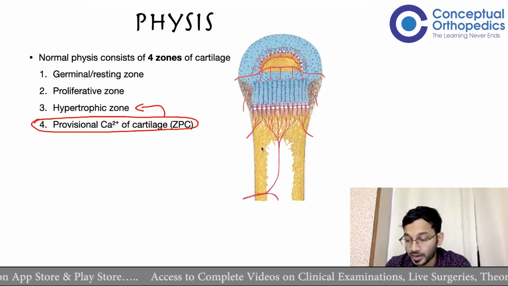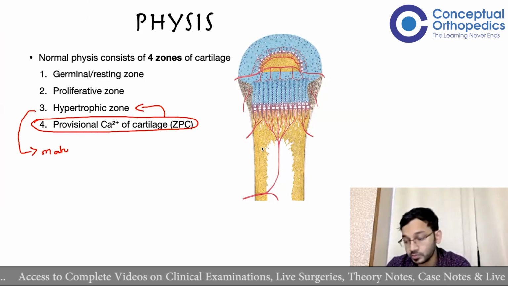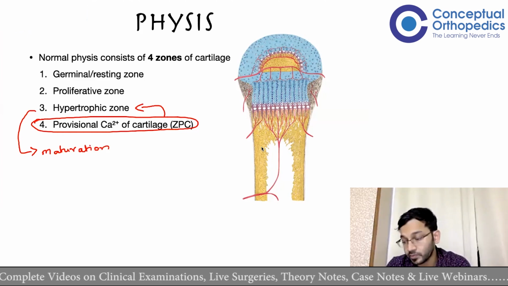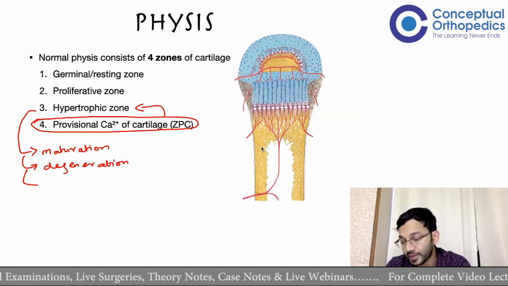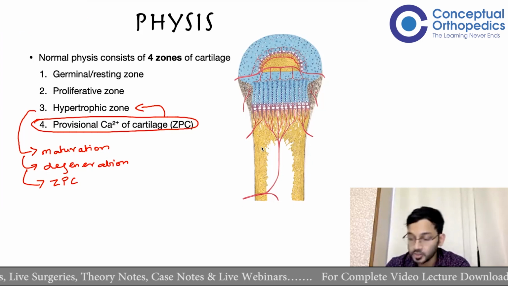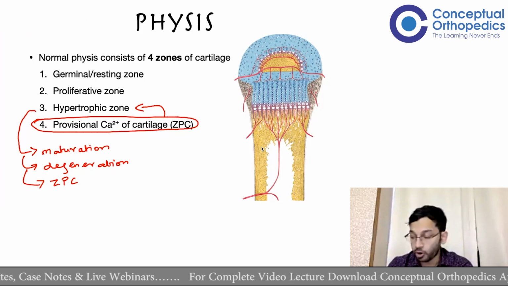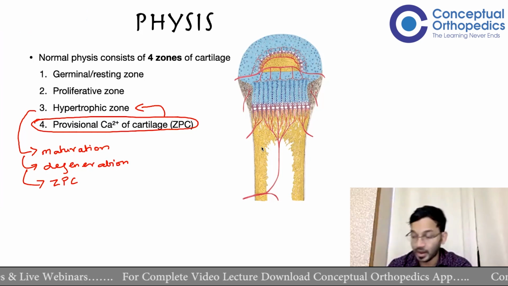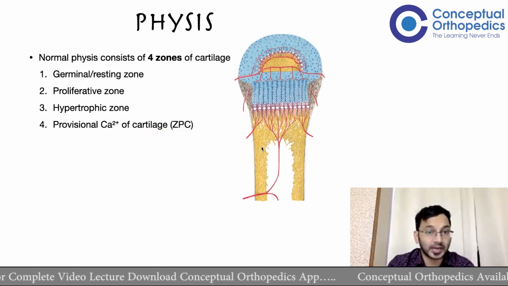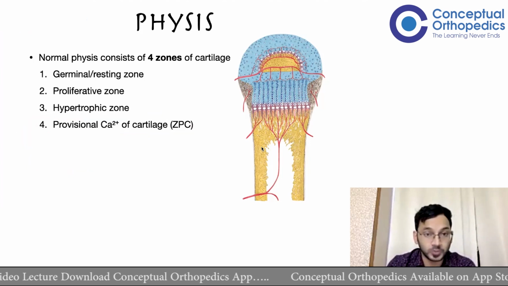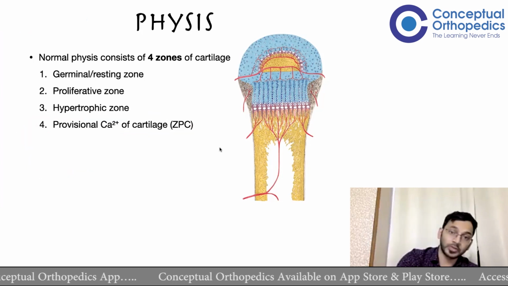Okay, so under the hypertrophic zone itself, there are 3 parts. We have the zone of maturation. We have the zone of degeneration. And then lastly, the zone of provisional calcification. So you can either write it as 3 zones or 4 zones. But remember, for the ease of understanding and how we have been traditionally taught in the Indian subcontinent, we generally have 4 zones of cartilage: the resting zone, the proliferative zone, the hypertrophic zone, and the zone of provisional calcification. So let's talk about this in detail.